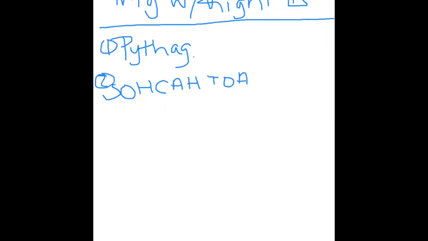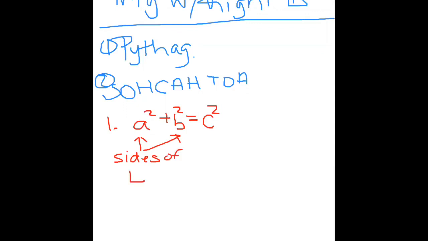So first things first, we're going to look at the Pythagorean Theorem. And so what does the Pythagorean Theorem state or do? A squared plus b squared equals c squared, with a and b both being the smaller sides of the triangle and c being the hypotenuse or the longest side of the triangle.